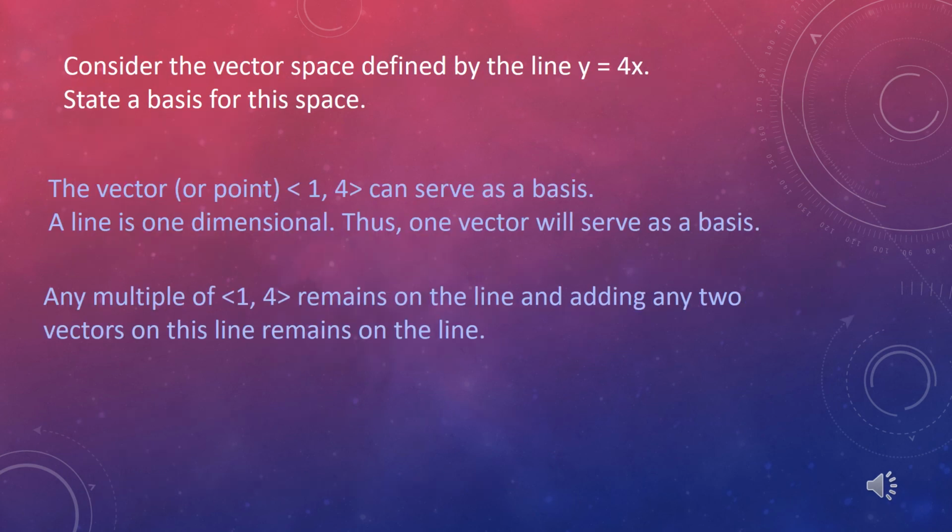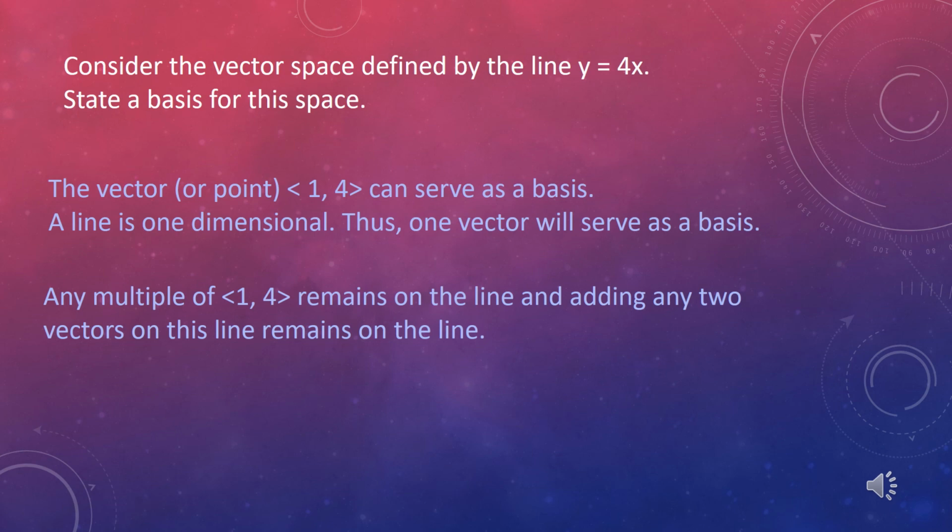Looking at another example, what if we considered the line y equals 4x and all the points that are on that line? State a basis for that space. Well, it's a one-dimensional space, so I only need one vector to serve as a basis. So (1, 4) can serve as a basis. It's a simple vector that is on that line, and it can be used as a basis.